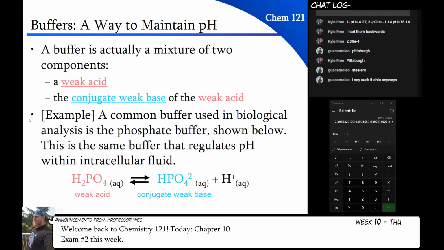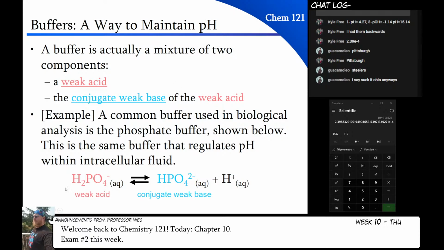This is a common buffer that is used in biology. This is called the phosphate buffer. And the reason that we use this is because this is the buffer that is used in intracellular fluid. So this is the pH of cells, basically. It's roughly 7.1 or so. And the way that we get this is we combine H2PO4 minus, a weak acid, with HPO4 2 minus, a weak base.